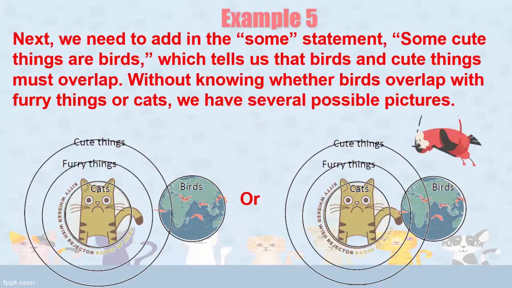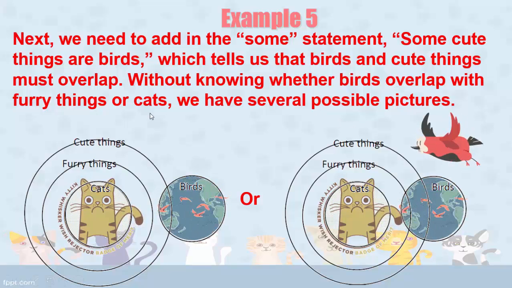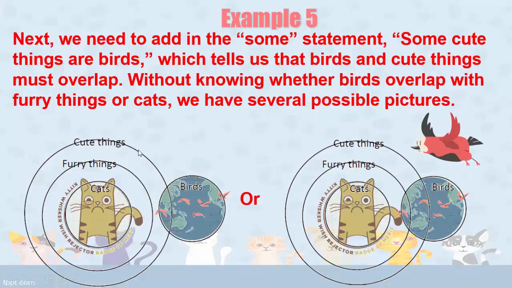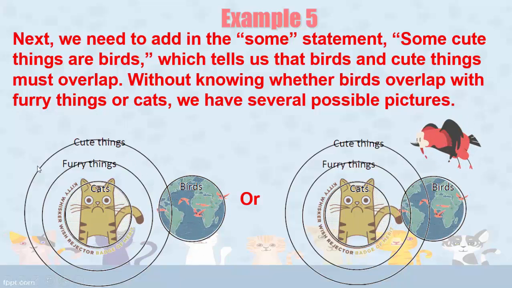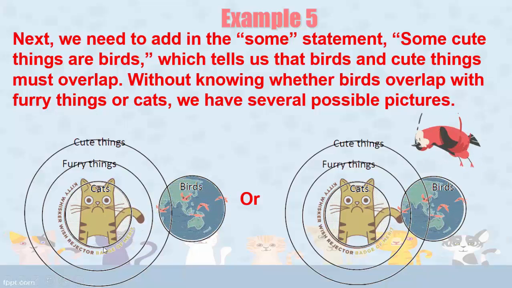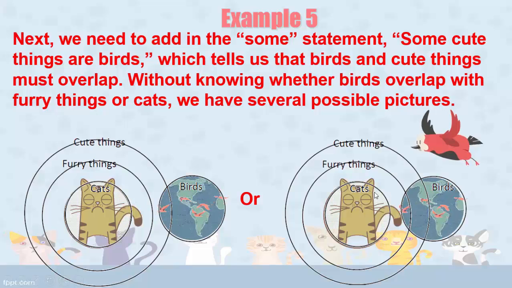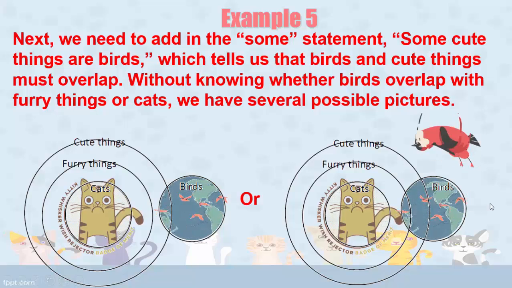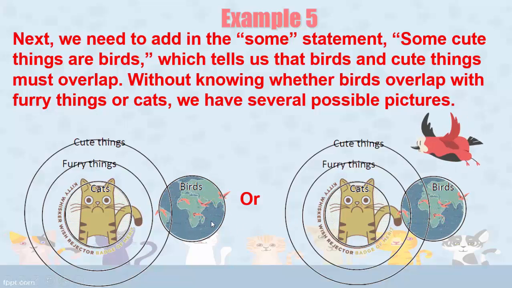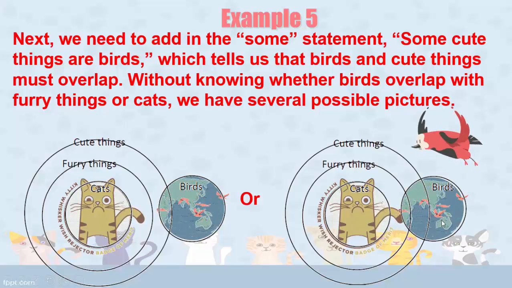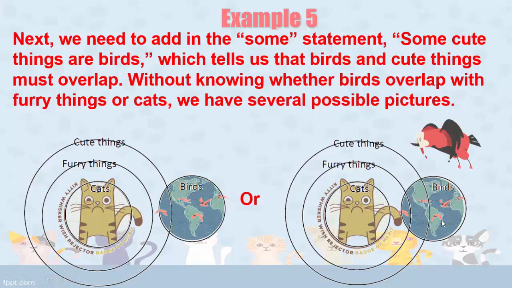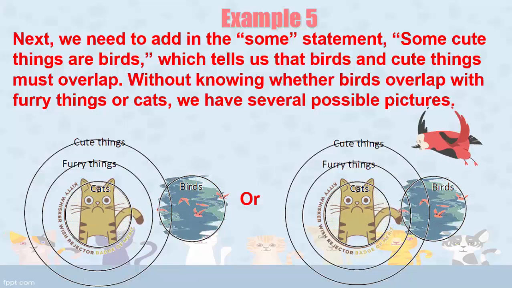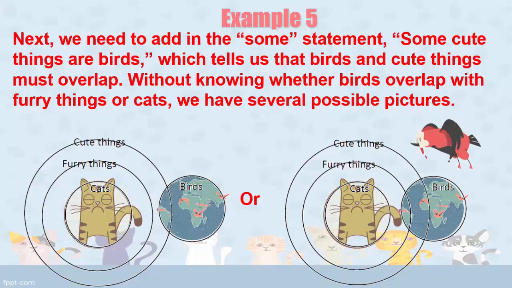In example 5, we need to add some statement. So some cute things are birds, which tells us that birds and cute things must overlap. So here we have birds, we have cute things, we have furry things, we have cats. And here we have the same thing, cats, furry things, cute things. But birds can be, well, they're cute things, but would we consider birds to be also furry things? Are feathers considered furry? So these are possible diagrams that you can draw for the birds.